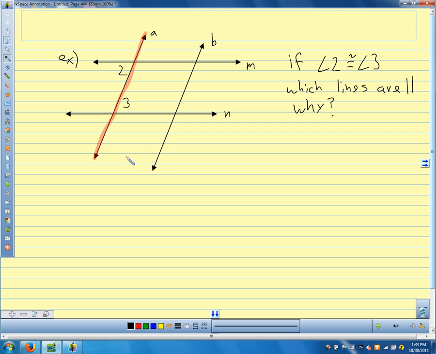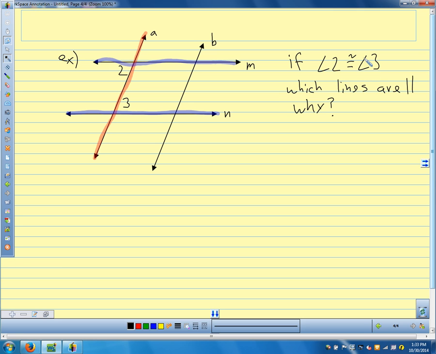So which lines are then related to this transversal in angle 2 and 3? Line M and N, right? So there are two lines that possibly might be parallel. If these two angles are congruent, what kind of angles are they for these two lines and this transversal? Alternate interior. They're between the lines, on opposite sides of the transversal. Alternate interior angles. The alternate interior angles are congruent.